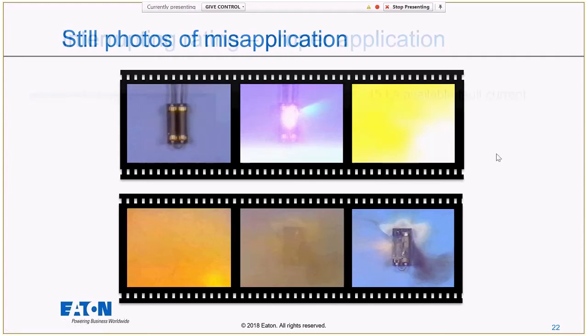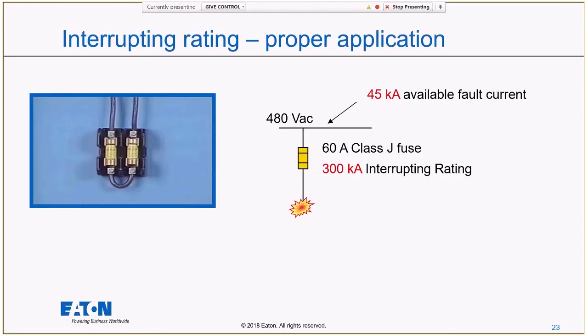So this is sort of the most boring video we can watch. This is the proper application of some non-indicating fuses. So you've got 45,000 available at 480 volts. We've got a 60 amp class J fuse in there. It's got a 300,000 amp interrupting rating. So I'm going to see if I can get this to work right here and actually turn this volume on. And what you'll hear is a beep when the fault current occurs.